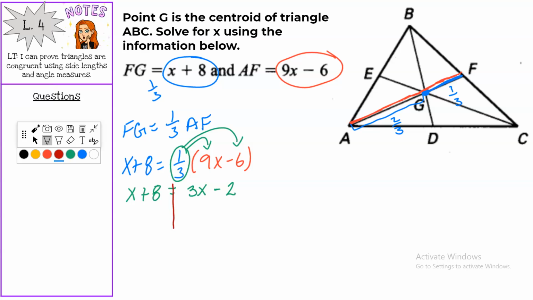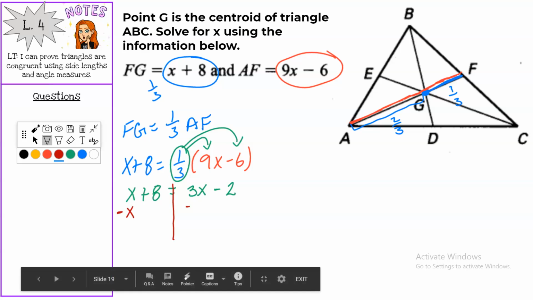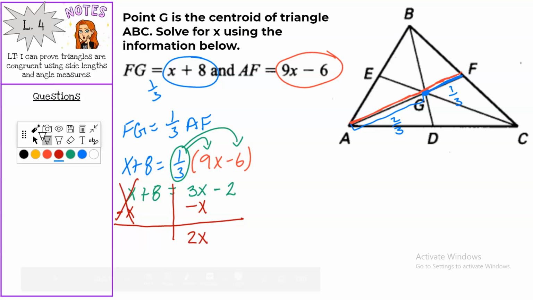We can draw our line. We want to get our x's to one side and our numbers to the other side. So I'm going to start with subtracting x on both sides. x minus x goes away. 3x minus 1x is 2x.